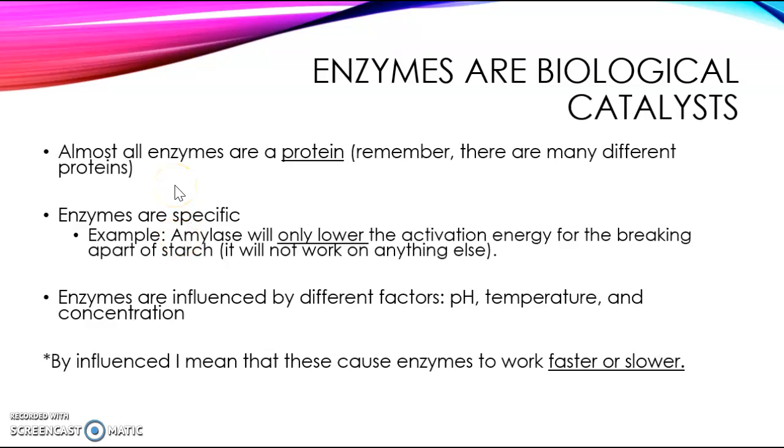So the enzymes in our body are proteins. We'll talk once again more about proteins later on when we start looking at DNA. But there are many different types of proteins. There's a ton of different proteins. Some of these proteins happen to be enzymes. An example of an enzyme is amylase. Amylase is in our saliva.